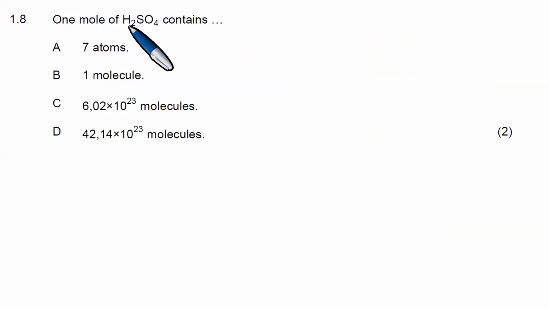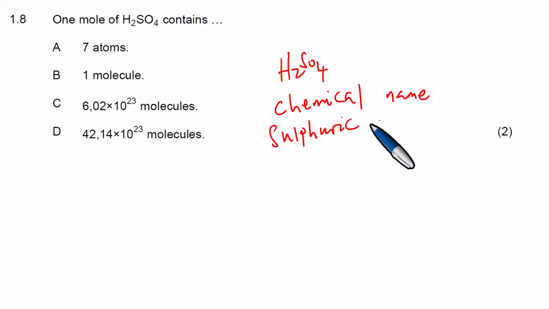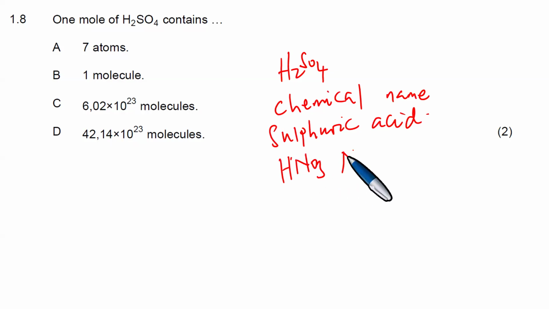1 mole of H2SO4. What do you call the substance H2SO4? What is the chemical name of this? Anyone? This is called sulfuric acid. Okay, sulfuric acid. Like HNO3, HNO3 is called nitric acid.